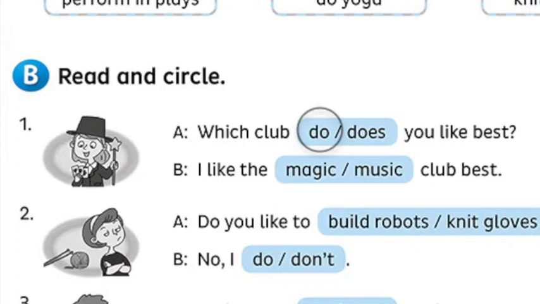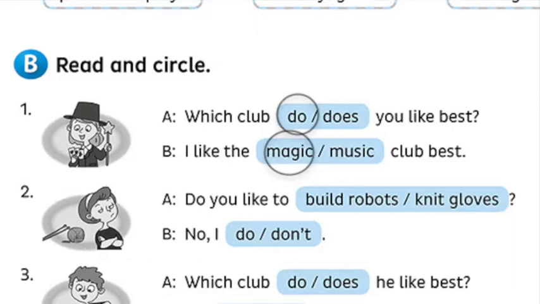And again, we saw the picture of the girl in the magic club. So the correct answer is I like the magic club best. Okay, number 2. We have the picture there. It looks like a girl does not like the knitting club. She says nope to knitting. She does not want to knit.